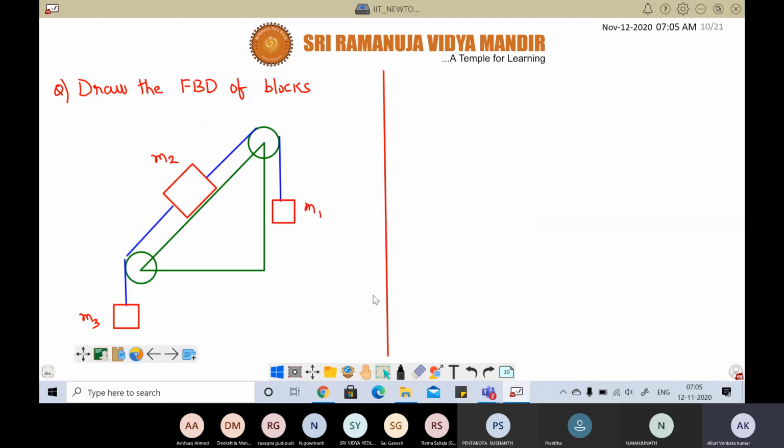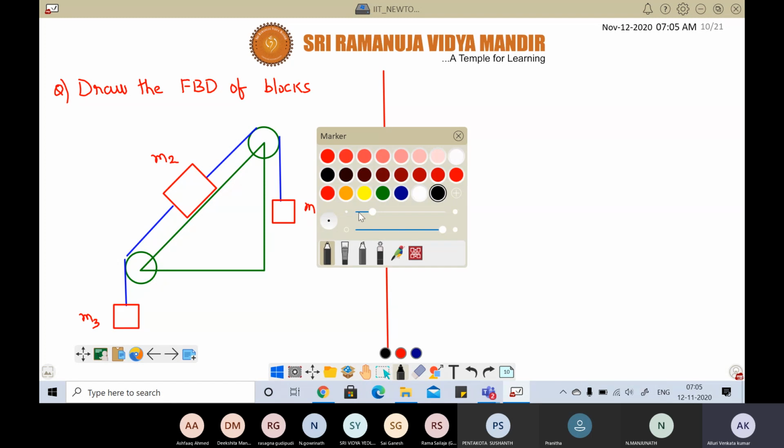Okay, this problem yesterday I gave you as homework. Draw the free body diagram of blocks. I hope you must have drawn it, so you can check your answers. I am drawing it here. So first one, free body diagram of block M1. This is a simple one.